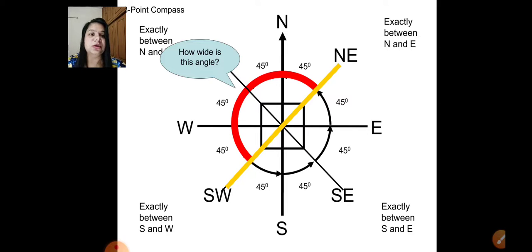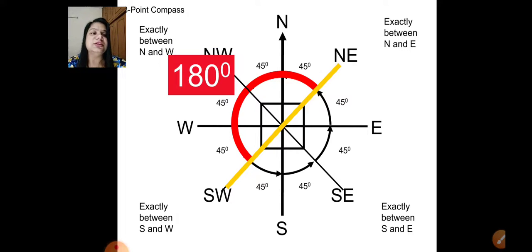Now between northeast and southwest. Otherwise you can clearly check this is a straight angle. Straight line is forming. So this is what? This is a straight angle. Or if you want to check angle wise, just check in this red marked angle, 45 degree is occurring how many times? It is occurring here 4 times. So 45 degree into 4 will become 180 degree, which is a measure of straight angle. Okay.